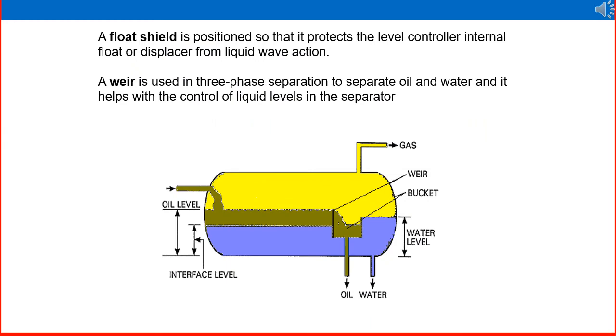Normally a float shield is positioned so that it protects the level controller's internal float or displacer from the liquid wave action. If the liquid is not maintaining a smooth level, the float or displacer cannot read properly, so the float shield is kept inside the separator. A weir is also a vertical baffle, a vertical plate used in three-phase separation to separate oil and water, and it helps control the liquid levels in the separator. These are shown in the picture here.